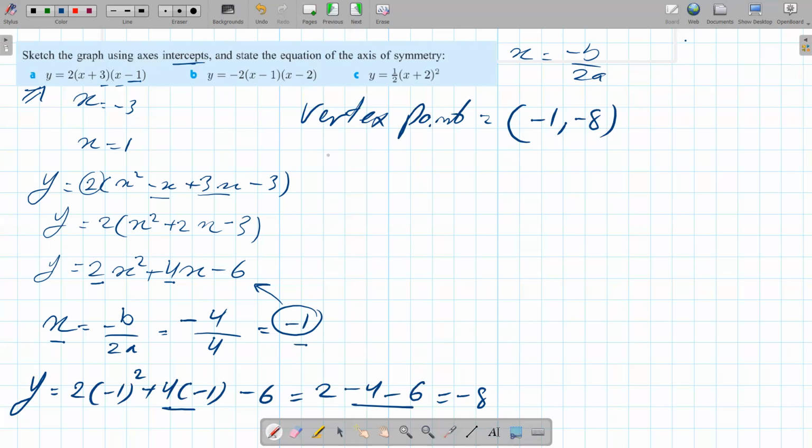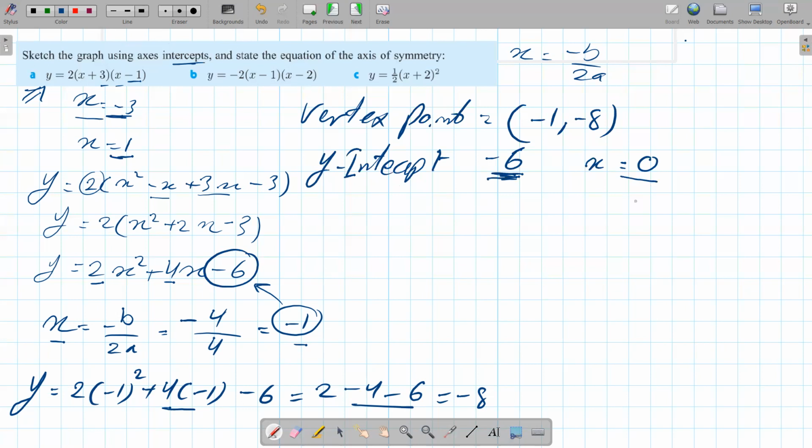What about the y-intercept? Could you please help me with the y-intercept? Is it when x equals 0? When x equals 0, that represents the y-intercept, which should equal negative 6, right? And here we have two x-intercepts, negative 3 and 1. Now it's really easy to graph this quadratic equation, because we have the x-intercepts, negative 3 and 1, and we have the y-intercept, negative 6, while x equals 0, and we have the vertex point, right?